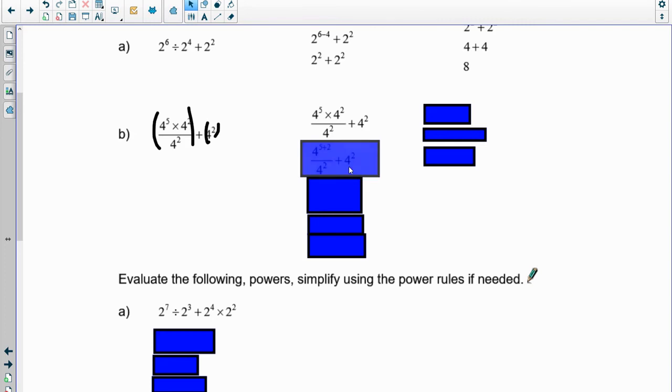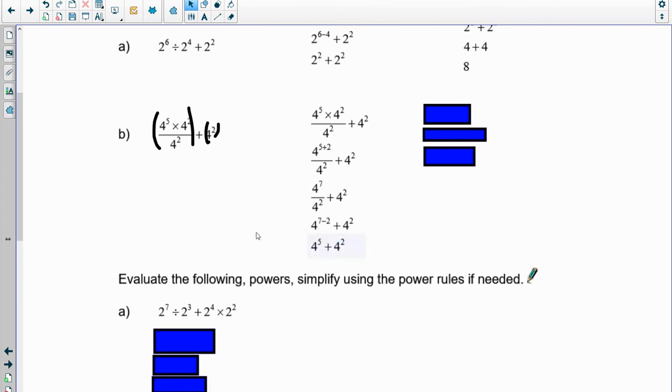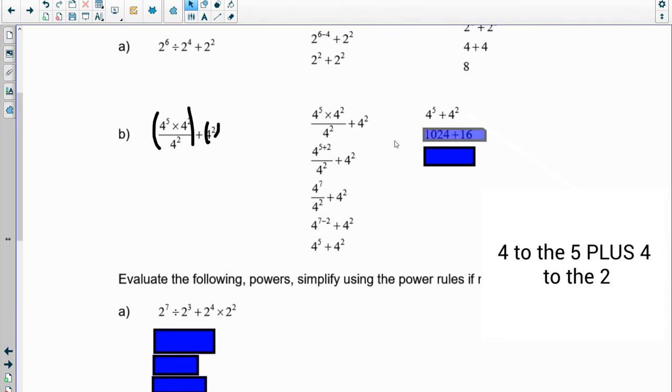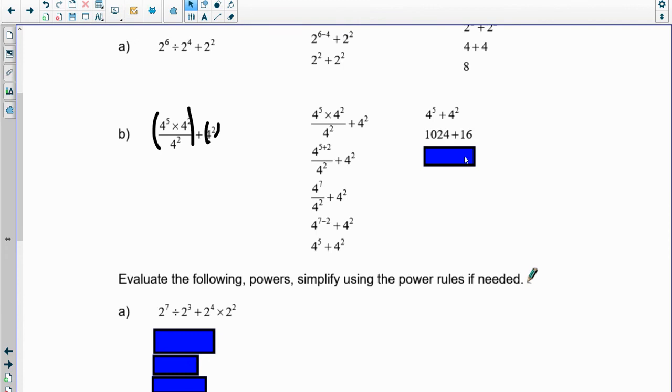Right? So we have the top 4 to the 5 times 4 to the 2 gives me 4 to the 5 plus 2. That gives me 4 to the 7. Now 4 to the 7 divided by 4 to the 2 means this becomes 4 to the 5. Now this becomes 4 to the 5 plus 4 to the 2. These two things cannot go together in terms of simplifying. 4 to the 5, well, 4 times 4 times 4 times 4 times 4 is 1024, and 4 times 4 is 16, so your answer is 1040.